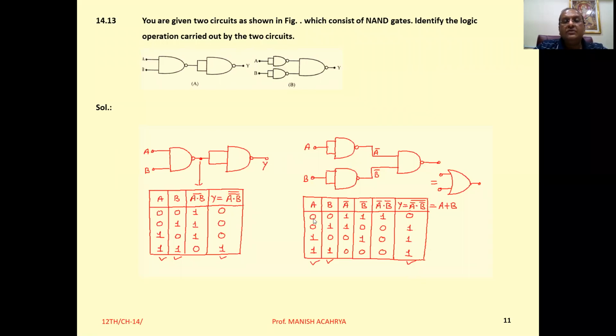So this 0 to this one, this 0 to this one, 1 to 0, 1 to 0.